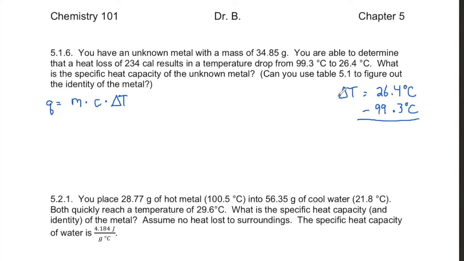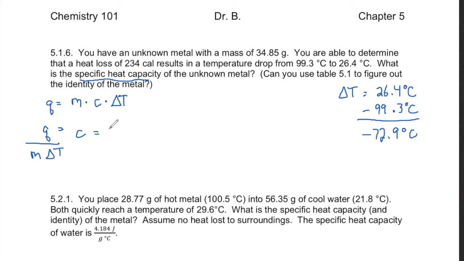All right, this next problem, we are trying to calculate the specific heat capacity. So this time we know the heat and the mass and the change in temperature. We're trying to calculate C. And so that would be Q over M delta T. Our delta T, we start at 99.3 and go down to 26.4 degrees Celsius. So that is a negative 72.9 degrees Celsius temperature change.